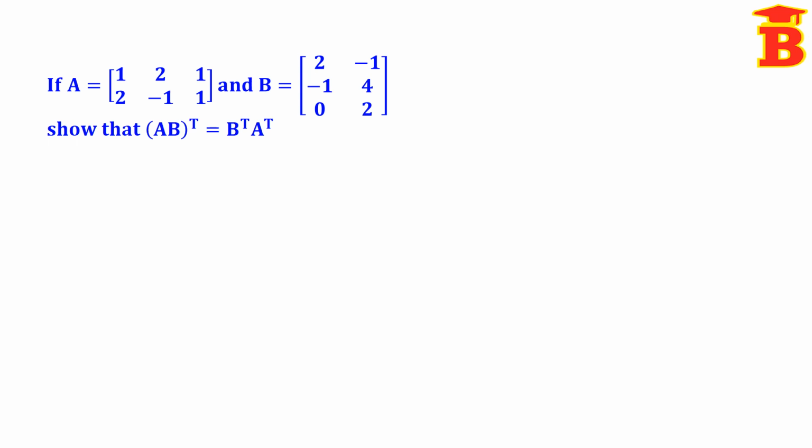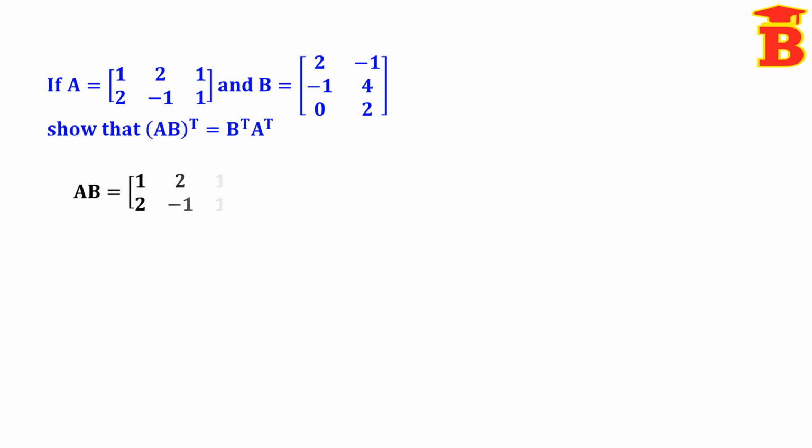Let us see the proof problems in matrices. If A is a given matrix and B is another given matrix, show that (AB) whole transpose equals B transpose into A transpose. First let us find the left hand side. Find the AB product. After that we have to take the transpose.